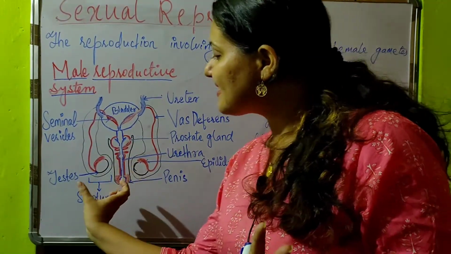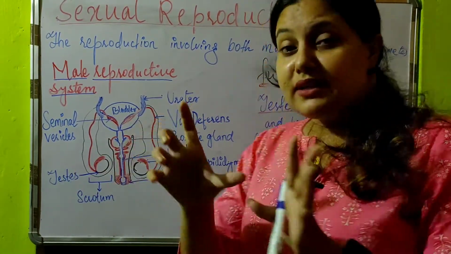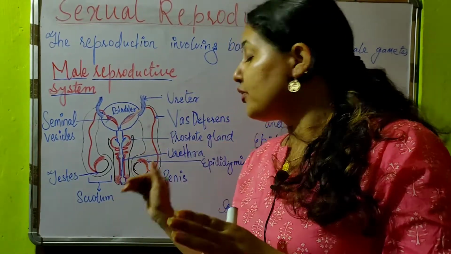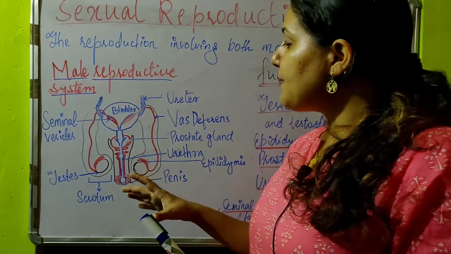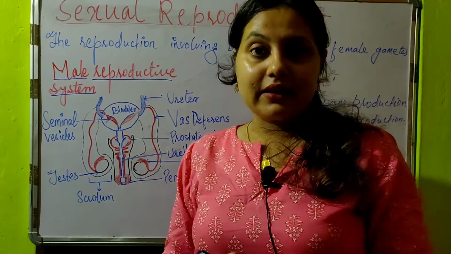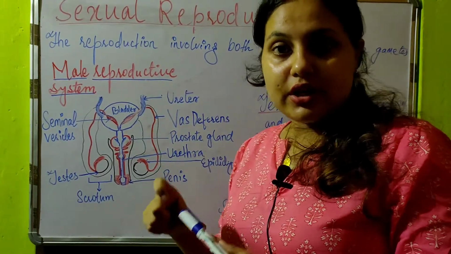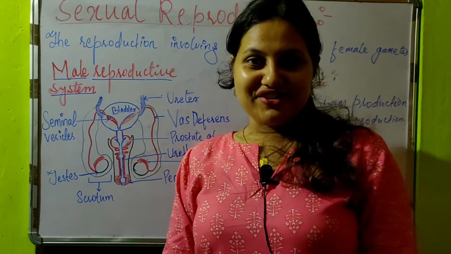Scrotum. The scrotum is a sac which contains the testis. Coming to the penis. The penis is the main organ which plays a role during copulation. During copulation, the penis becomes erect and also becomes rigid, so that the movement of sperm is triggered towards the vagina.